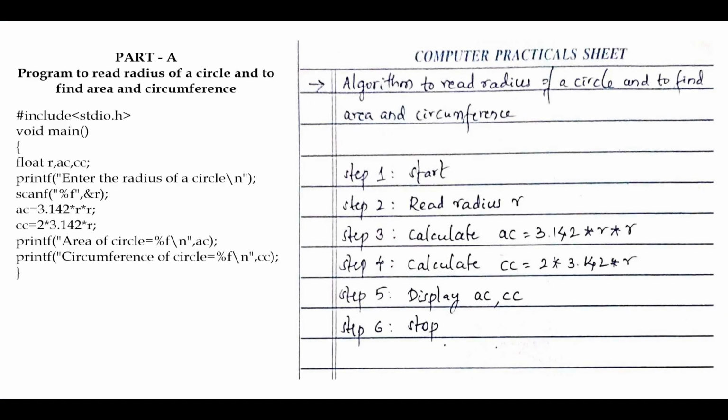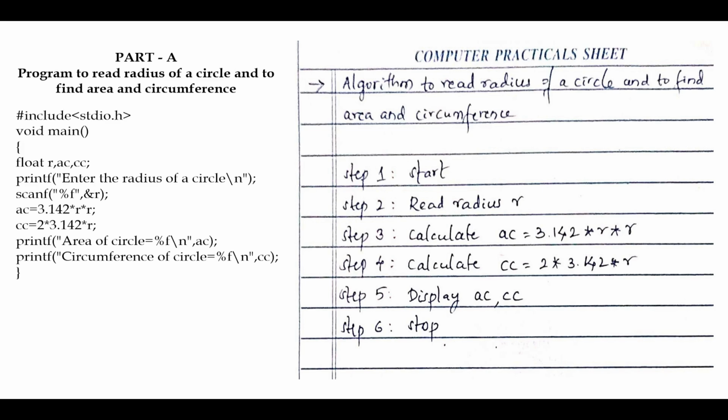First, I have taken the first program, that is, a program to read the radius of a circle and to find the area and circumference of a circle. On the left side, you can see the program where we enter the radius and find the area using the formula pi r square and the circumference using the formula 2 pi r. And we are printing the area and circumference. You can see the algorithm on the right side.